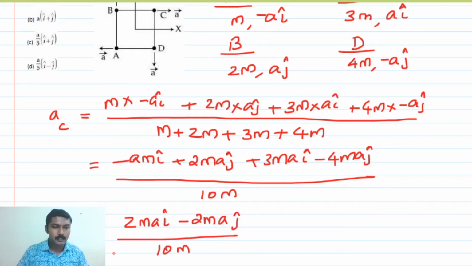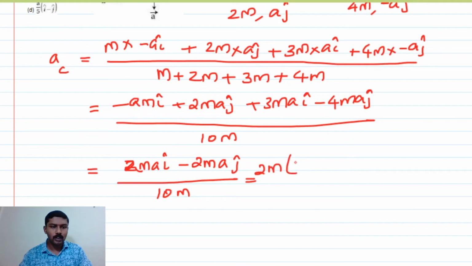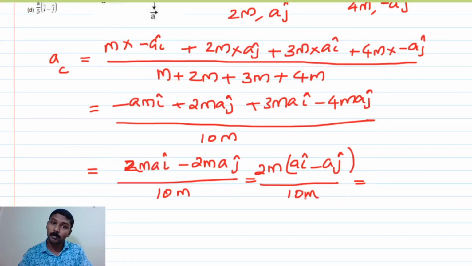Keep concentrating here. When you look at this, this is a 2, this is a 2, m is here, m is here, a is here, a is here. So you can take the common factor out, with 10m in the denominator. Be careful, 10m in the denominator. So 2m can be taken outside, giving you a i cap minus a j cap divided by 10m. If I cancel the 2 and 10, and m and m from the numerator and denominator, we are left with 5 in the denominator, and a can again be taken out common. So if I write it as a times i cap minus j cap, divided by 5, this is your right answer.